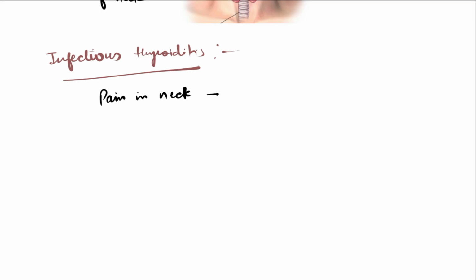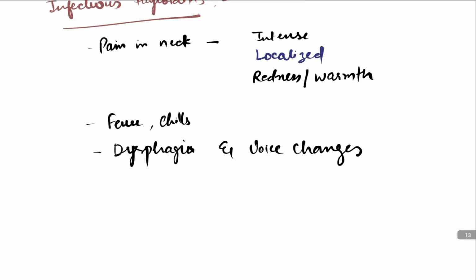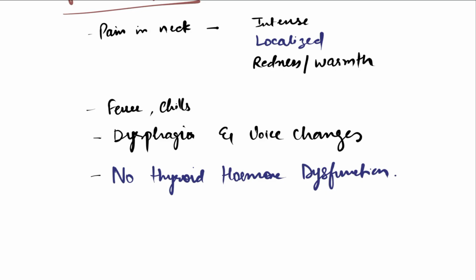In case of infectious or suppurative thyroiditis, the pain in the neck is often intense, localized, and may be associated with redness and warmth over the thyroid. Marked fever, chills, and signs of sepsis are common, reflecting a bacterial infection. Dysphagia and voice changes may occur due to local inflammation. There is no typical thyroid hormone dysfunction in infectious thyroiditis, unlike subacute thyroiditis.